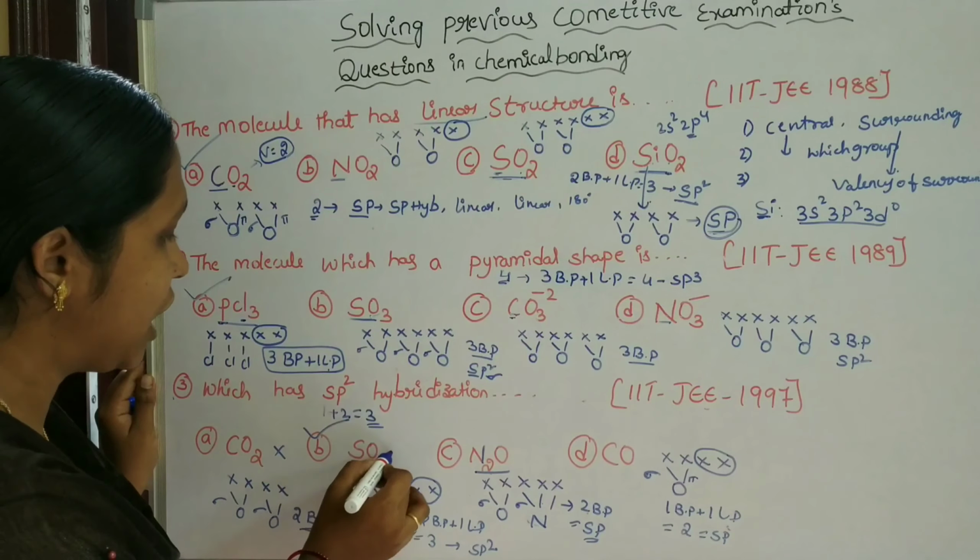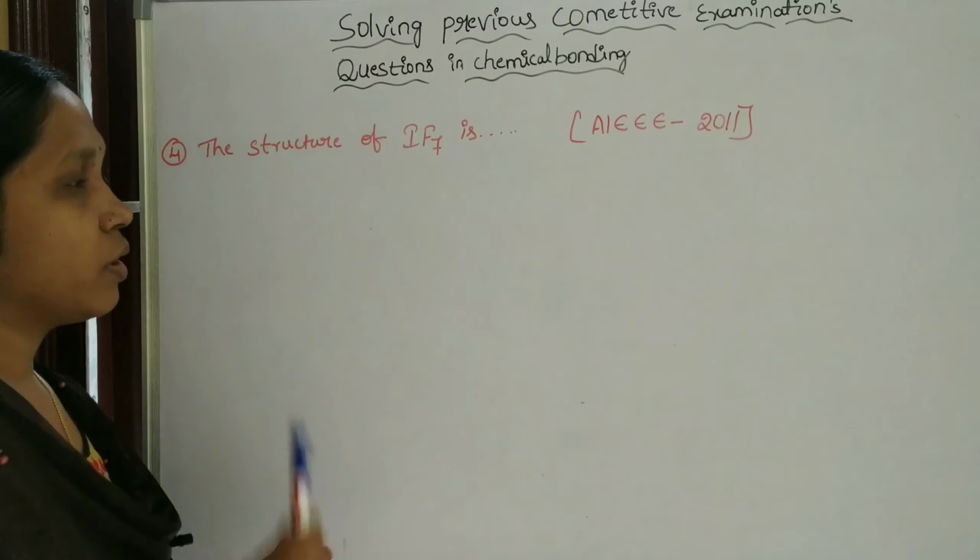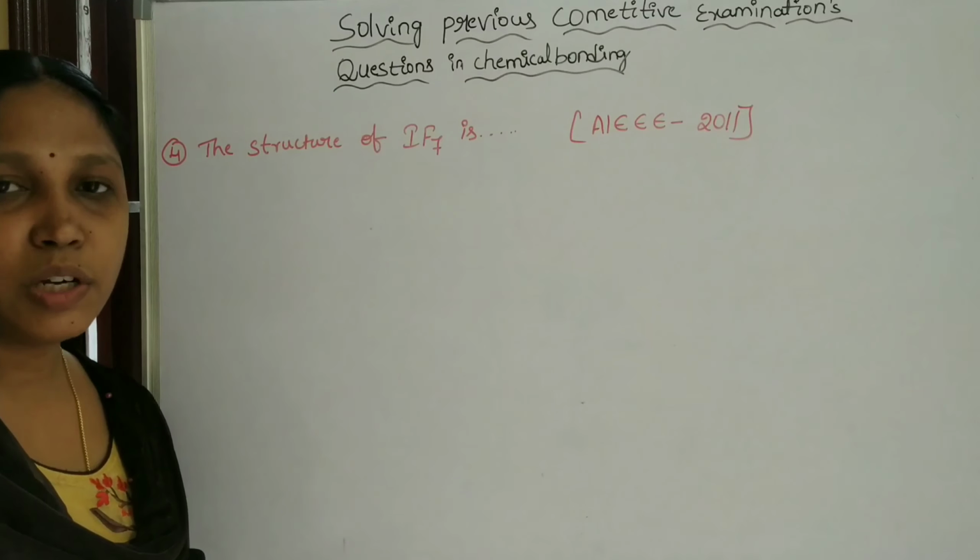The above question was asked in IIT JEE 1989. The structure of IF7 was asked in AIEEE 2011. First we will see the hybridization of the central atom in the molecule. Which one is the central atom in IF7? Iodine is the central atom. Fluorine is the surrounding atom.